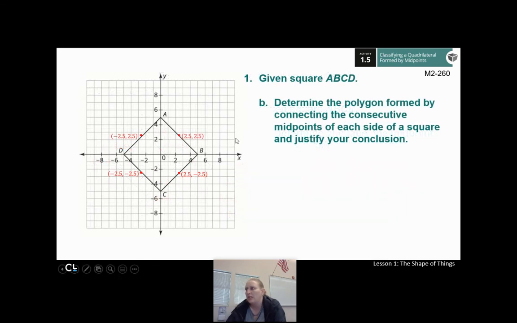I'm just focusing on the midpoints here for part B because here's what part B wants you to do. Determine the polygon formed by connecting the consecutive midpoints of each side of the square and justify your conclusion. All right, this is what it's telling you to do. We found our midpoints. I would like you to connect the midpoints and tell me what kind of shape it is. But notice you have to justify it. So you've got to give me some numbers, some math to prove that you're right. Go ahead and hit pause. See what you can do with this. Connect it up and then hit play when you're ready to check your work.